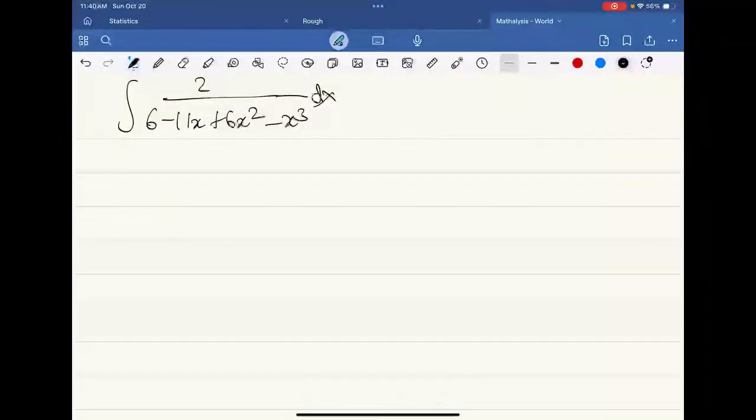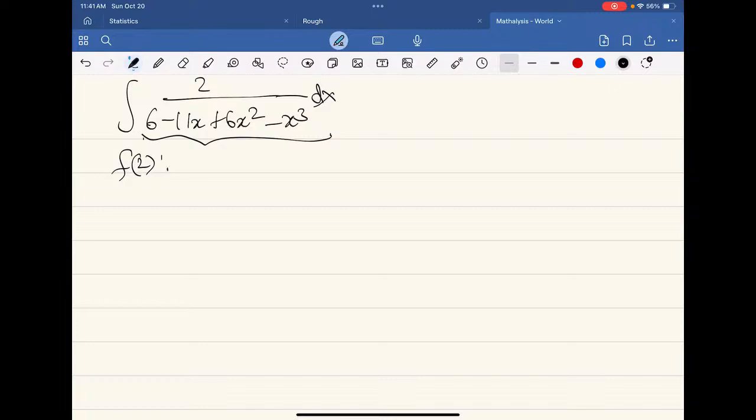Okay. I think the only good approach that I have in my mind is to somehow factorize this expression. Now to factorize, first of all, we have to find the roots, right? The numbers that make this expression 0. Let's try to find that. What about, let's say, 2?